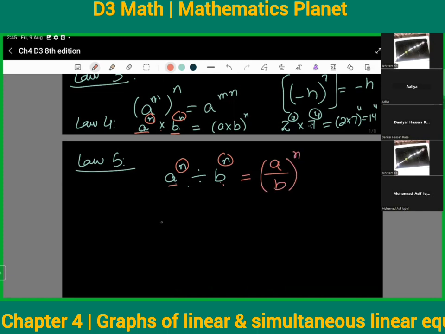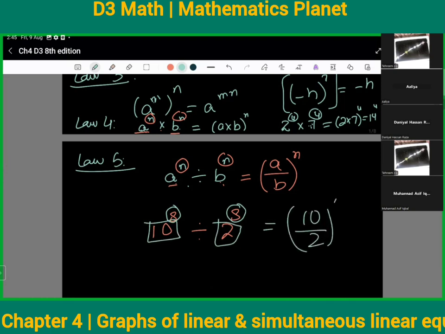Now let's suppose I have 10 to the power 8 divided by 2 to the power 8. So you can see I have same powers but different bases. So I can first divide 10 by 2 and then take the power 8. So I will get 5 to the power 8. Clear?